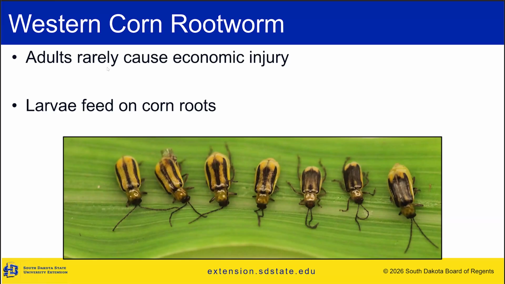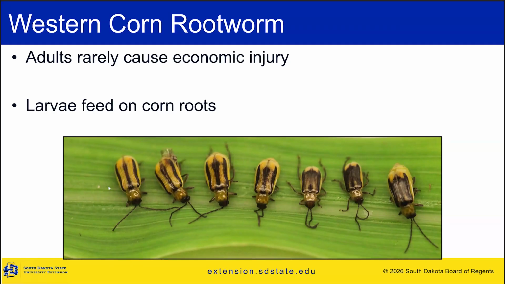The adults aren't as much of an issue, but they can be during the right conditions. It's really the larvae. The larvae are feeding on the corn roots, which reduces the nutrient and water flow. It also reduces stability if you have a very large population. And so you get reduced yields and potential lodging.